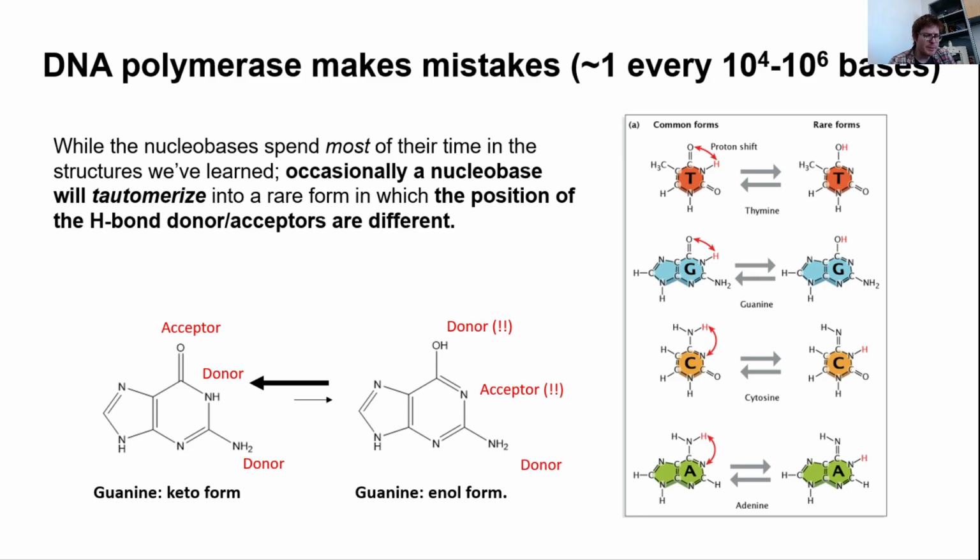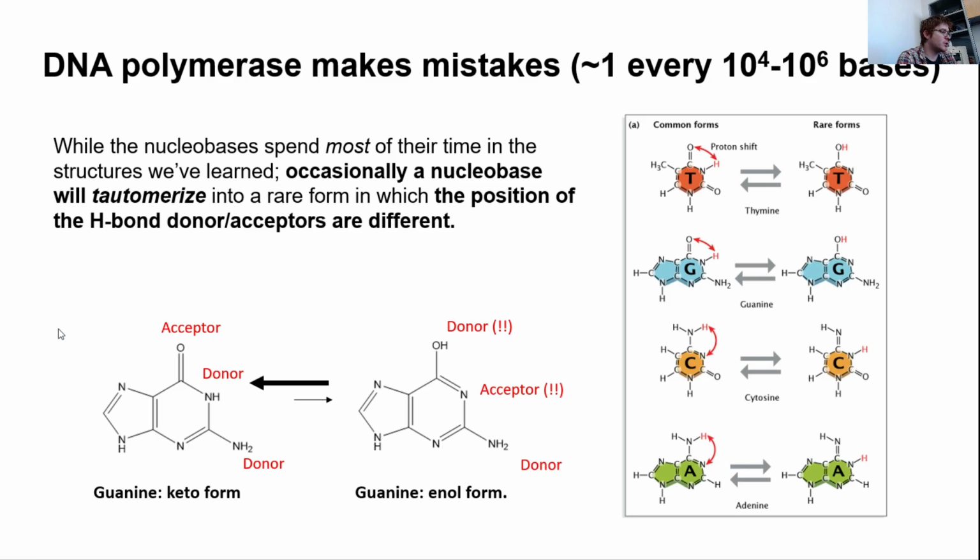Well, one of the mistakes that causes an incorrect nucleotide to be added to the growing chain comes from the fact that while nucleotides, and in particular the nucleobases that we've learned, predominantly exist in the structures that we've drawn out and that we meticulously practice learning to draw, occasionally a nucleobase will undergo a process called tautomerization, in which it switches into a rare form. And the key thing to know about these tautomeric forms is that the position of the H-bond donors and acceptors in these tautomeric forms is different.